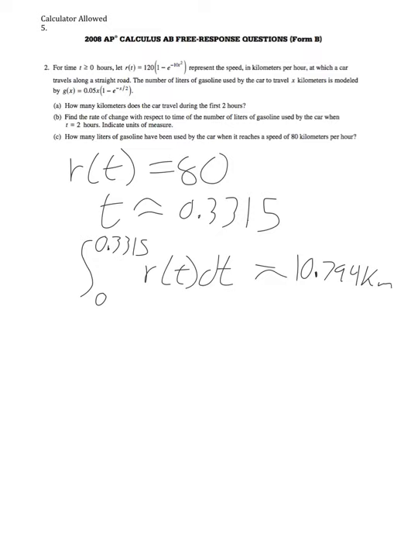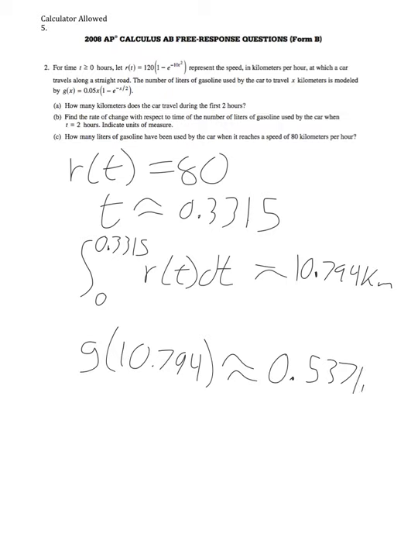And now I can finally plug that into my G, because G has an output of the number of liters of gas used and an input of kilometers driven. So now I can say G of 10.794. Just plug it in on my calculator, and I'll get 0.537 liters of gas.